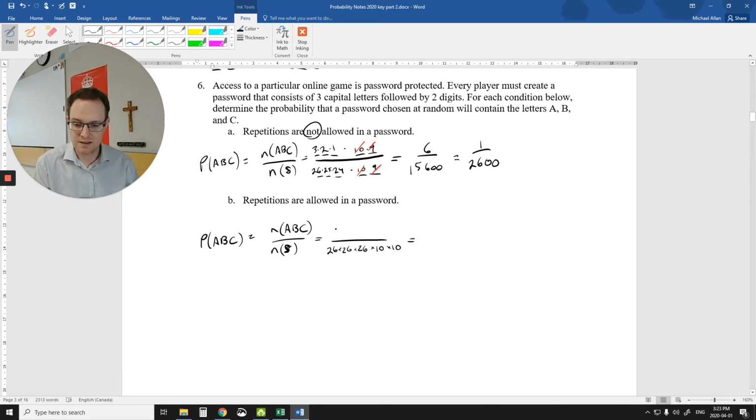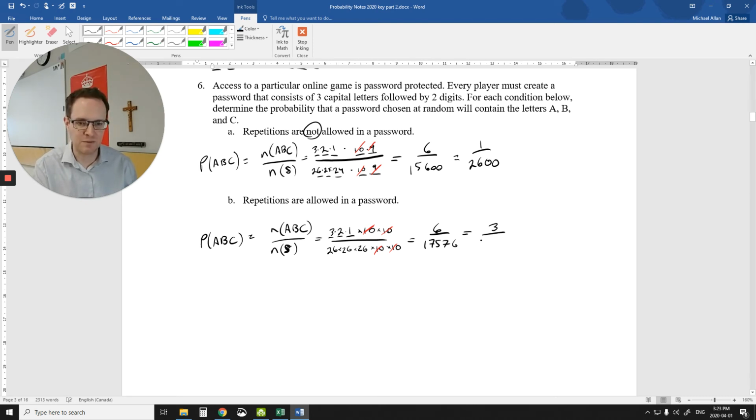Okay. On the top, we have A, B, and C again. So we had to have those 3 letters, then times 10 times 10. I just follow the same logic we did before. The 10s, I can cross those off. I have 6 here. Now maybe I can reduce that down. I don't know. But right now I have 6 over 17,576.